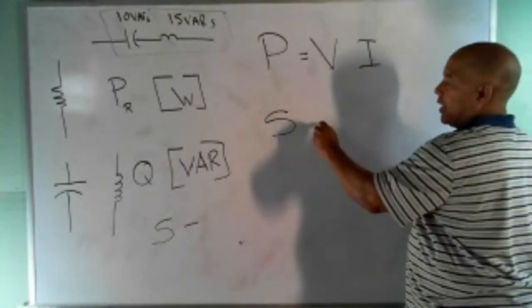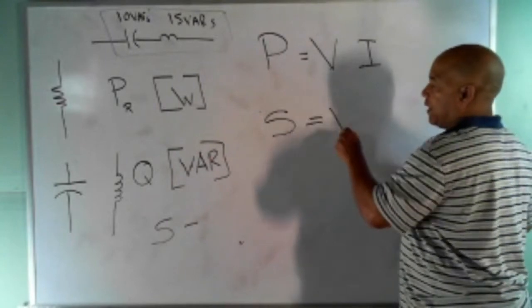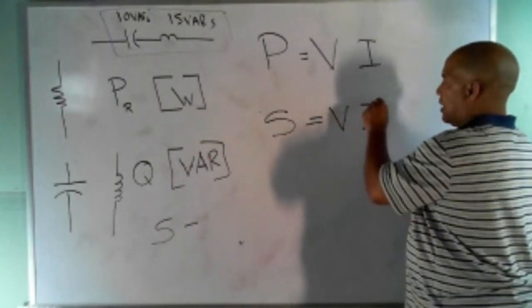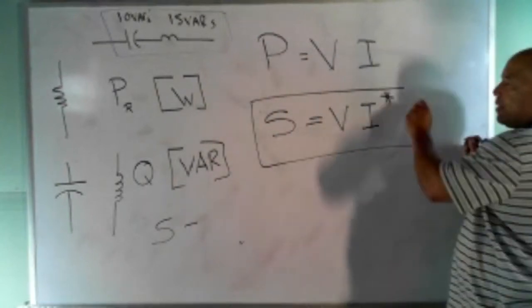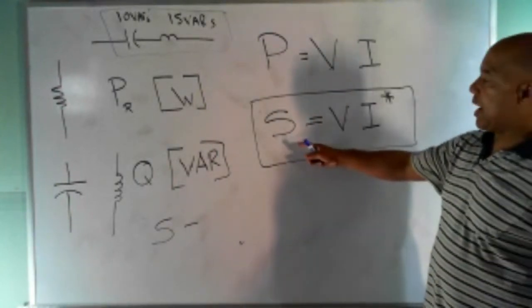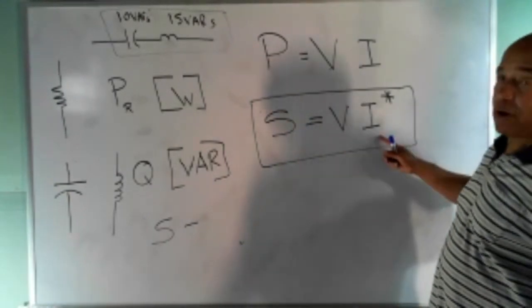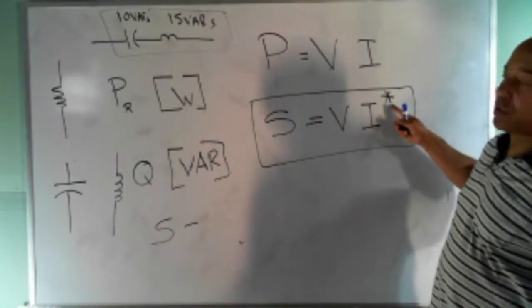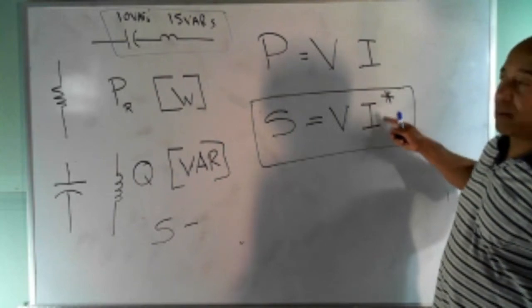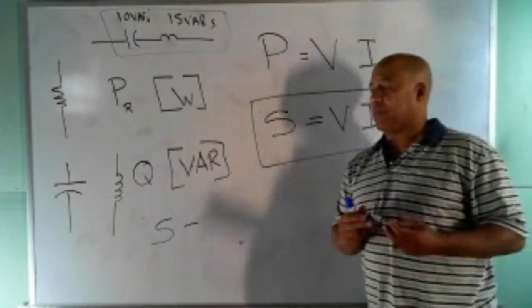Now, there is an equation I'll talk about, V times I star. So go ahead and write this down, and I'll explain that. It says that the apparent power is the voltage times the current. That star means conjugate. We'll talk about I star later on. So write it down. We'll come back to that equation.